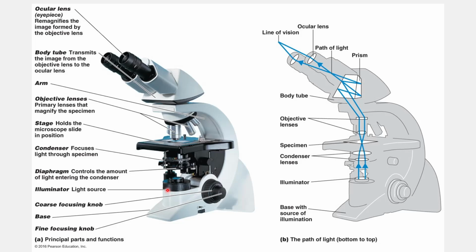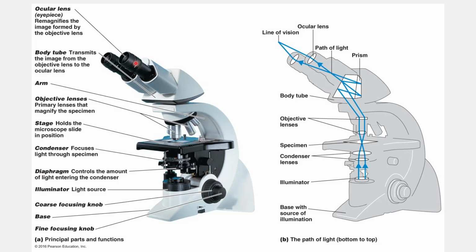And it's called a compound light microscope because it uses a compound, or in other words, a combination of 2 lenses in order to magnify a specimen. One of those lenses is called the ocular lens, sometimes referred to as the eyepiece. And this lens is the one that you look into. You place your eyes adjacent to this lens and look down at your specimen.